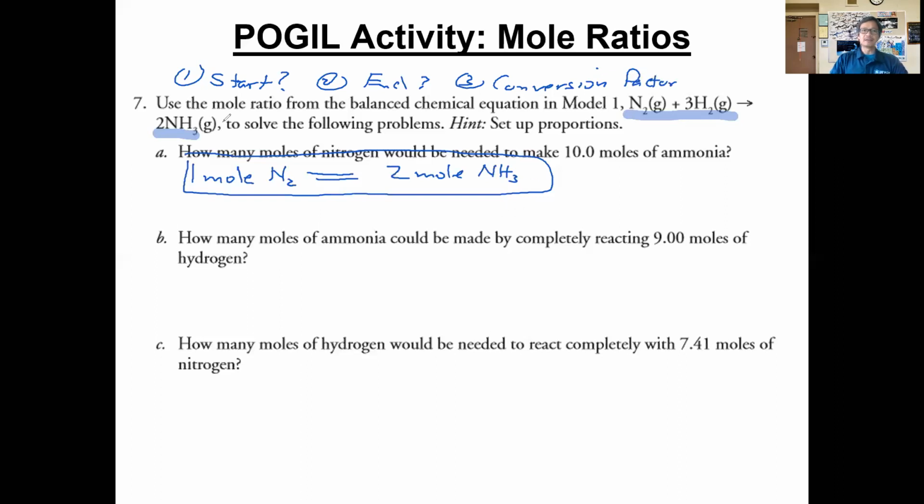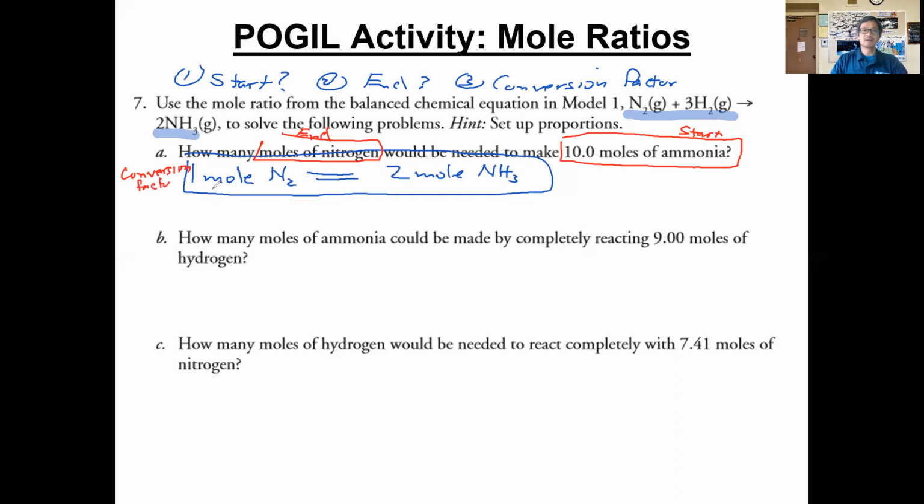All right, taking a look at this problem here, I'm going to go ahead and erase this really quickly. Take a look at this first problem. What do we start out with? Let's go ahead and label this here. We are told that we have 10 moles of ammonia. That's the amount that we start out with. They identify that for us. What they want us to solve for is moles of nitrogen. So this is the start. This is what we want to end up with. This is our end, and here is our conversion factor.